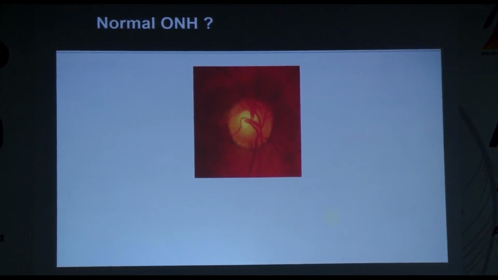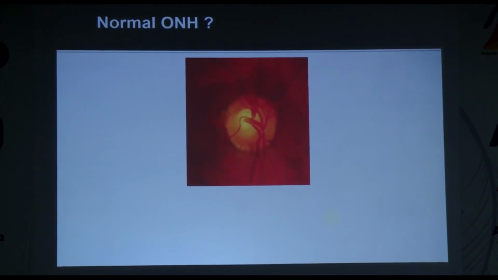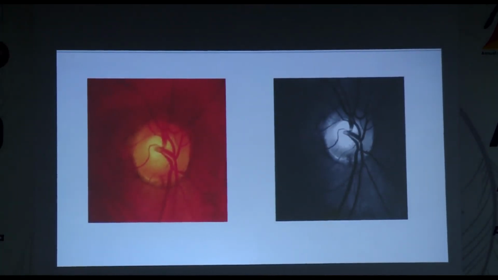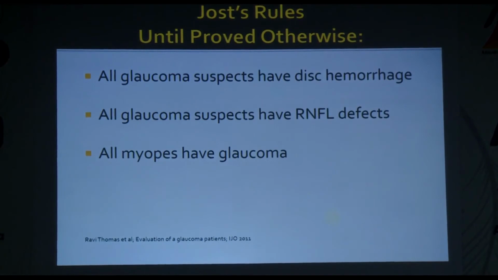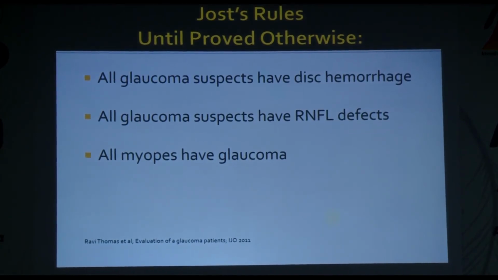So if you're very quick in coming to a diagnosis at first glance, you might just say this is a normal disc. But again, if you look at it very carefully, give it a few more minutes, you would know that there is a very evident inferior disc hemorrhage over here, which is better demarcated in a red-free filter examination.